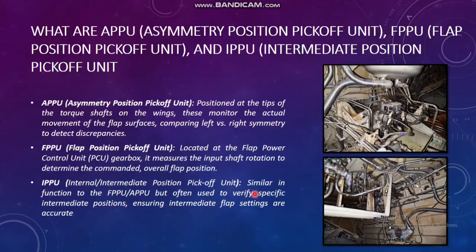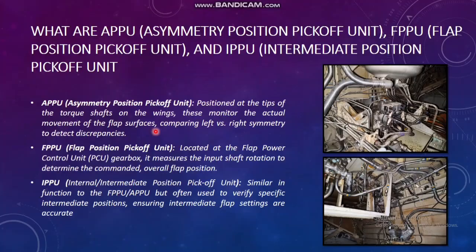What are APPU? Asymmetric position pickup unit, flap position pickup unit, and intermediate position pickup unit. We'll go through the definitions. This is your position pickup unit. There is the flap position pickup unit also, in the wheel well area. The asymmetric position pickup unit is positioned at the tip of the torque shaft on the wing. These monitor the actual movement of the flap surface, comparing the left versus the right symmetry to detect a discrepancy.